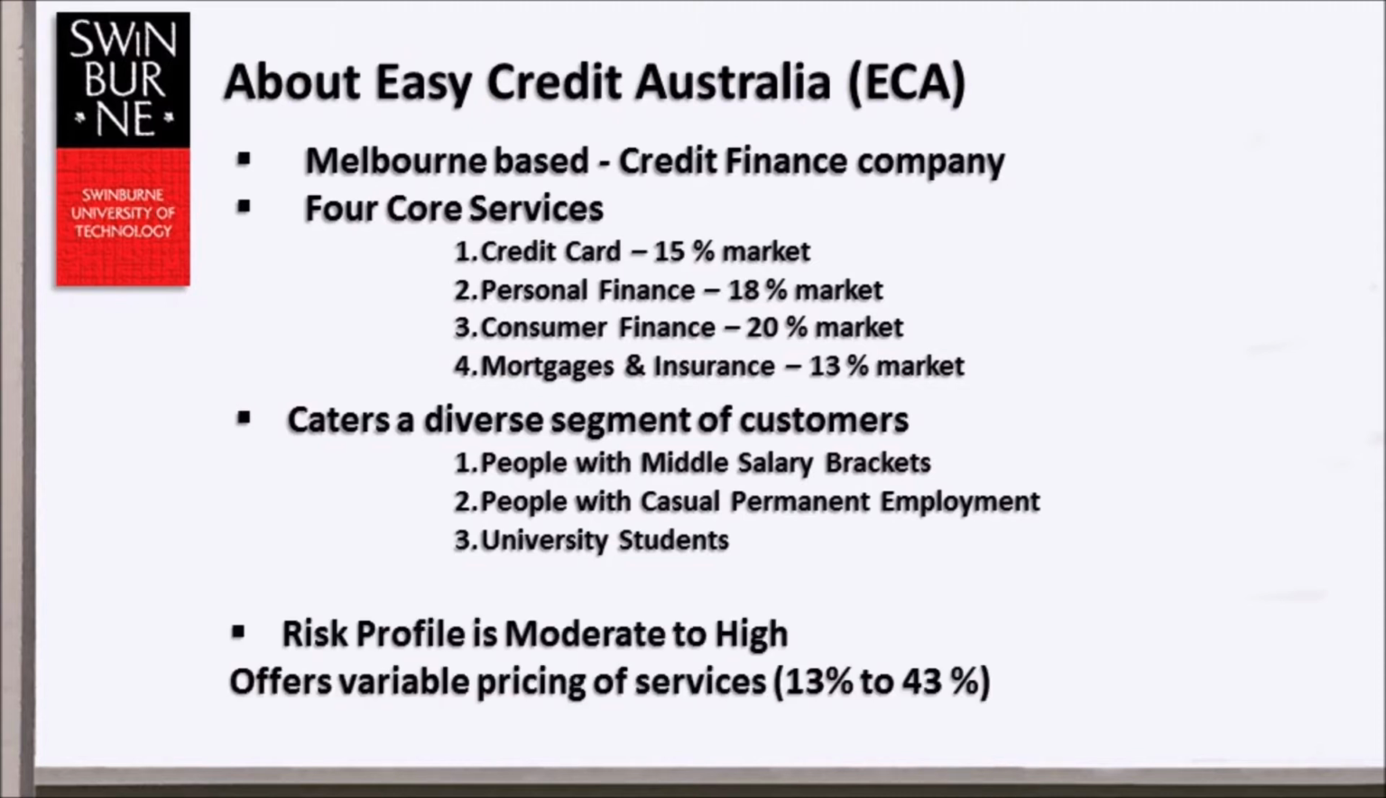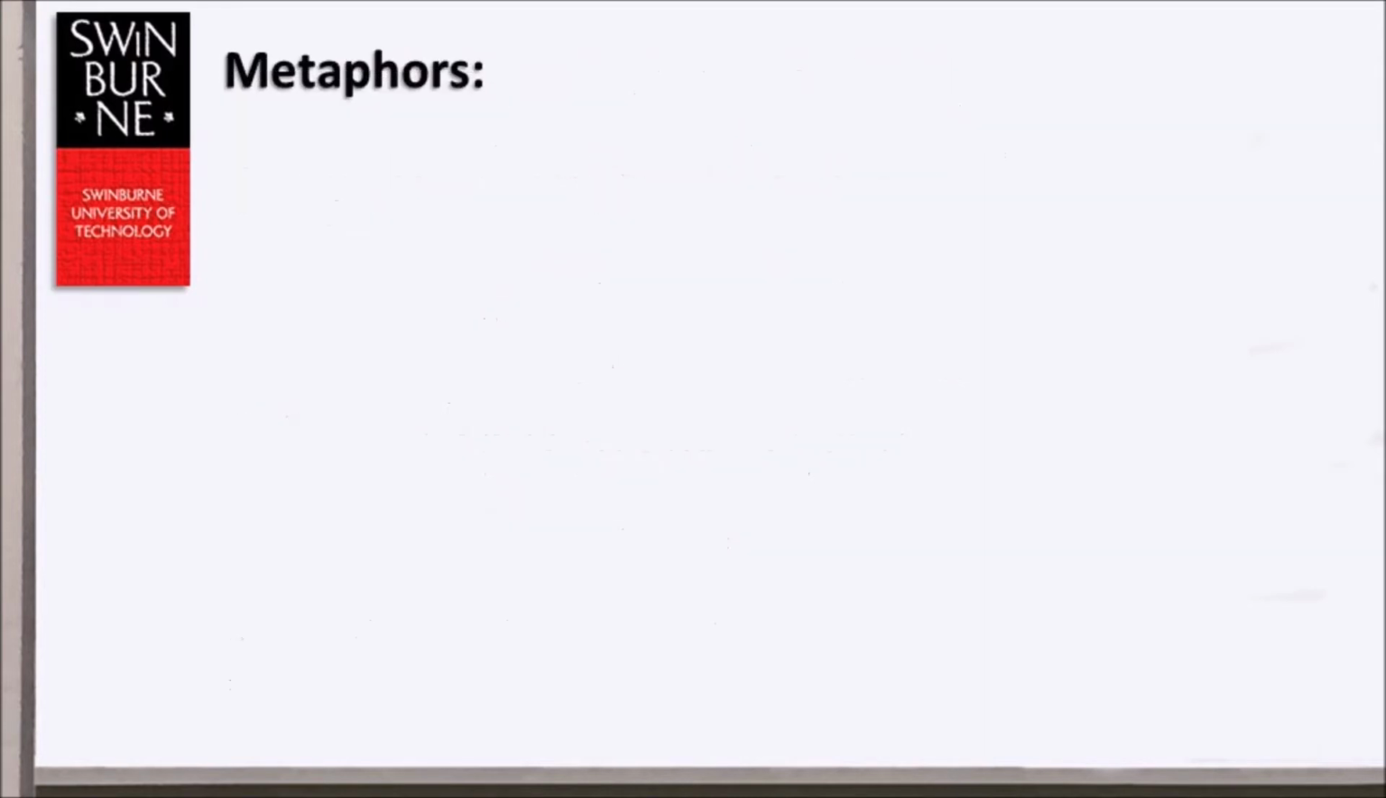students. The risk profile of an Easy Credit customer is moderate to high because many customers of ECA have not been able to find credit at one of Australia's other banks because of liquidity problems, bad credit history, or no employment history at all. So the list of defaulters on their loans is higher than at other Australian banks. As a result of that, they have variable pricing for their services, and the percentage ranges from 13 to 43%, where the low rate is for the customers who are considered low risk, and the high rate is for the customers who are considered very high risk.